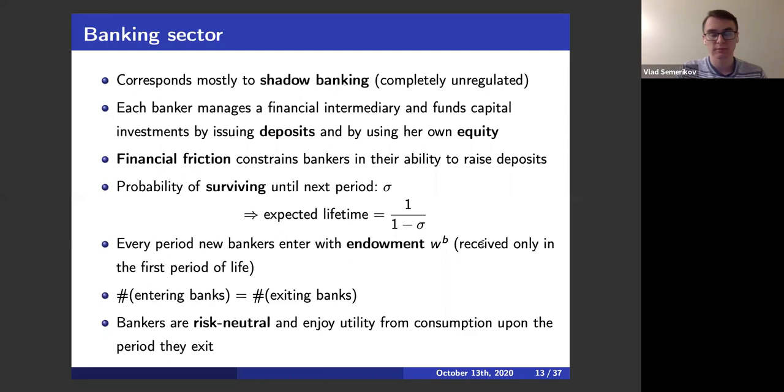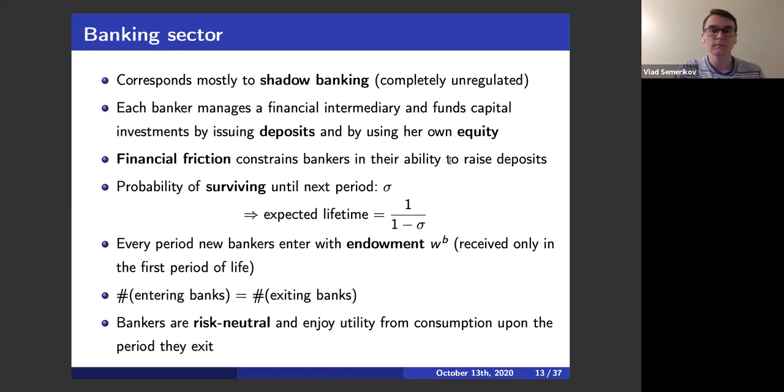So let's think about the banks here as the shadow banks or the investment banks, which were in the epicenter during the global financial crisis. Each banker will manage a financial intermediary and fund capital investments by issuing deposits, or by using their own equity or net worth. Financial friction, which I'm going to talk about shortly, will constrain the bankers' ability to raise deposits, and therefore it will constrain the amount of credit that the banking sector can generate.